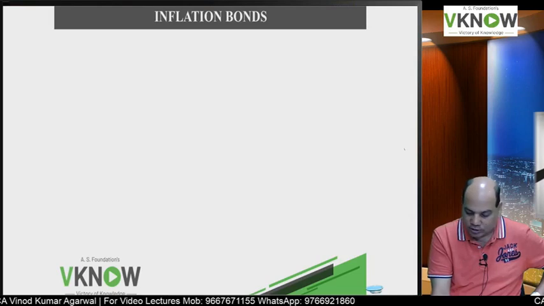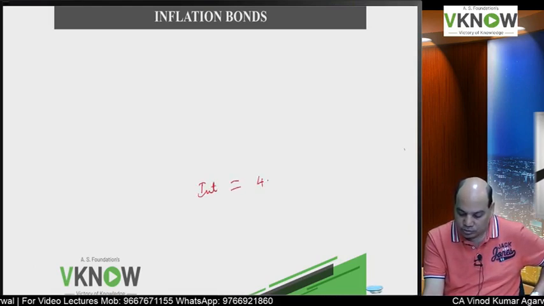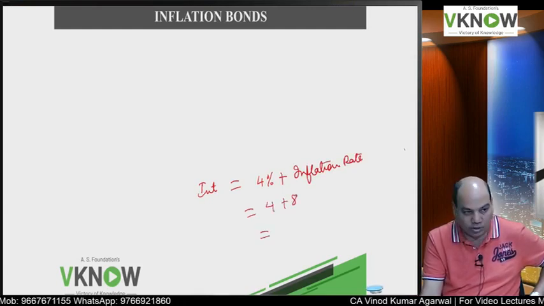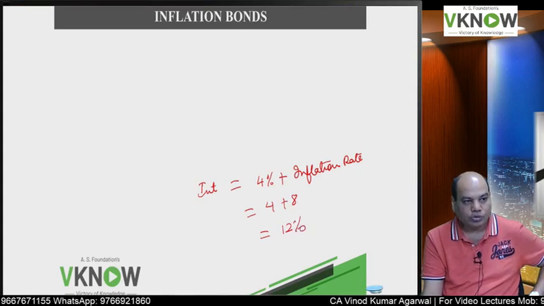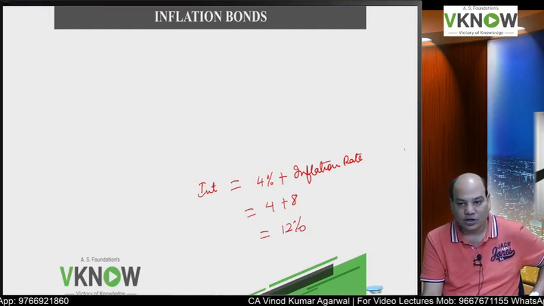Indian government is not that charitable. So they will say, we will pay you interest, which will be equal to 4% fixed rate plus inflation rate. Plus inflation. So if inflation is 8%, in that year, we are going to pay you 12%. Is it right? So investor is protected from inflation. That is why it is called inflation bond.